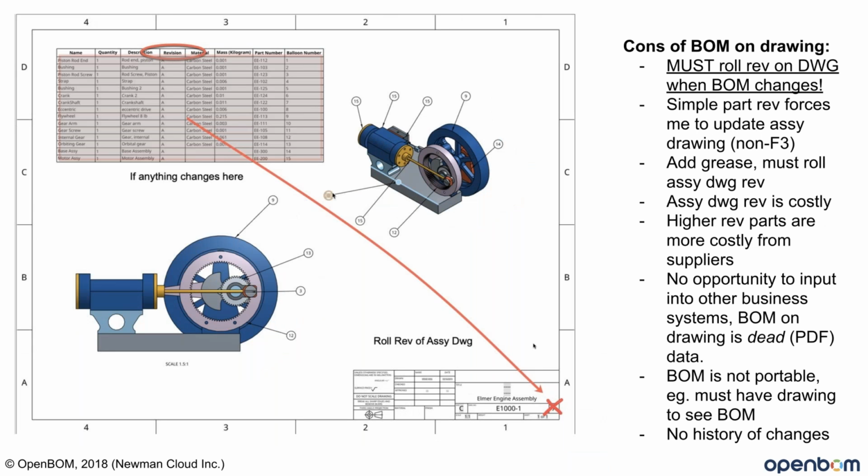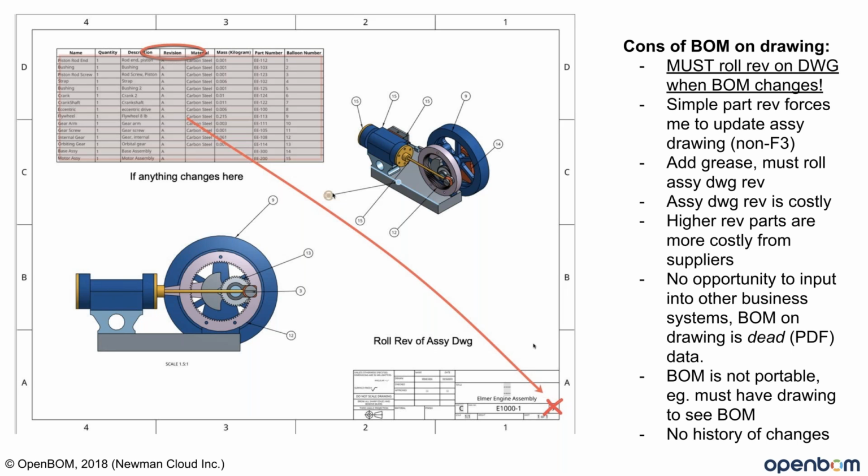But let's take a look at what the shortcomings are. Where are the gotchas in this process? The biggest issue here is the fact that if this BOM changes in some way, I have to roll the rev on my assembly. I cannot have two versions of this page one out floating around as Rev A.